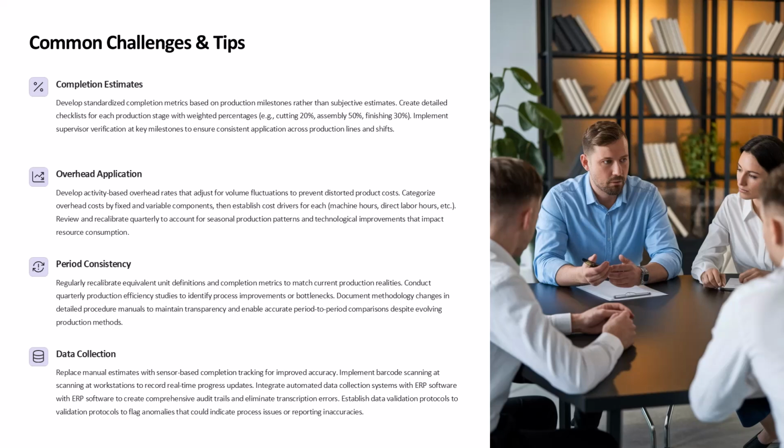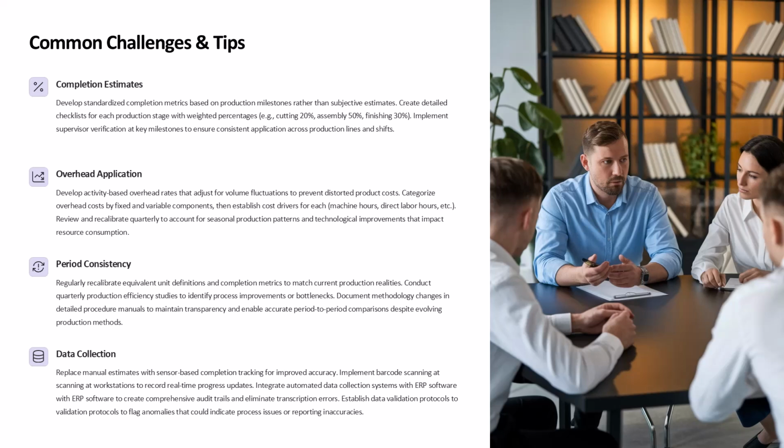Maintaining consistency between periods presents another challenge, particularly when production processes evolve. Companies like Tesla struggle with process costing as manufacturing methods constantly improve. The solution: regular recalibration of equivalent unit definitions and completion metrics to match current production realities. Data collection technology can dramatically improve accuracy, replacing manual estimates with sensor-based completion tracking.